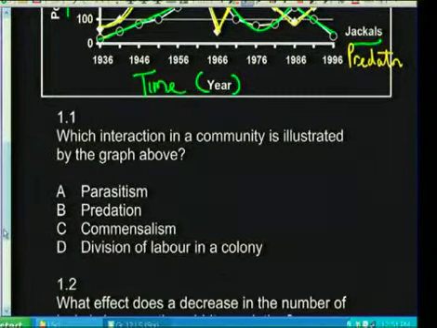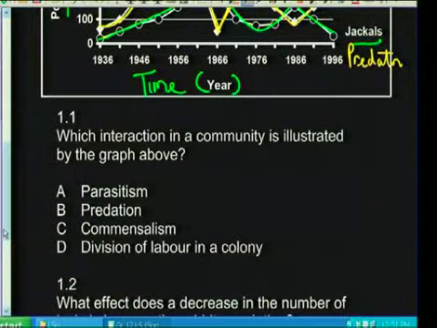So now that we've understood this graph, let's look at the first question. This is obviously a multiple choice question, and often we tend to rush through this, but guys, I appeal to you to read through these questions carefully and eliminate the options that are definitely not correct, and then zero in on the options that are most correct. So let's look at 1.1. Which interaction in a community is illustrated by the graph? So we need to identify the interaction illustrated by the graph above.